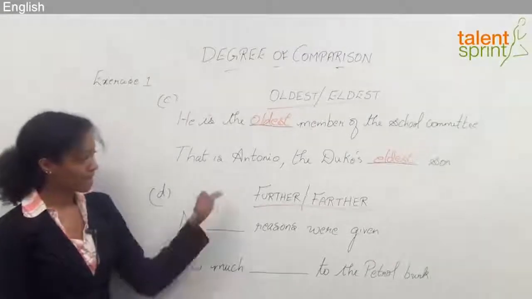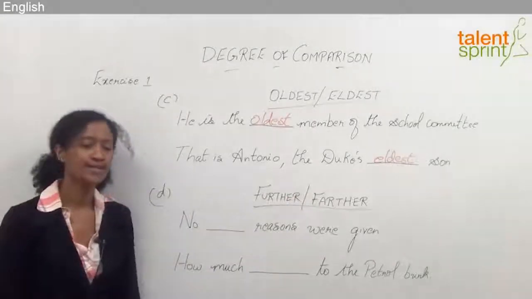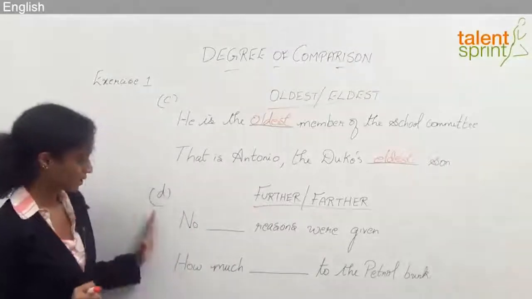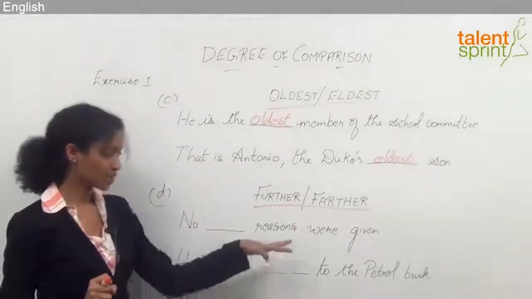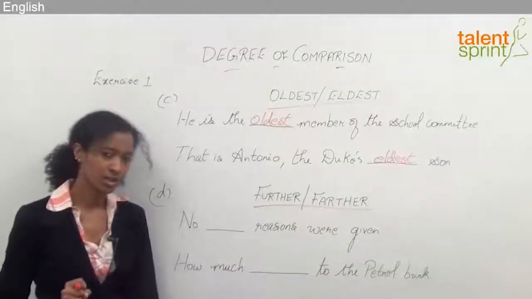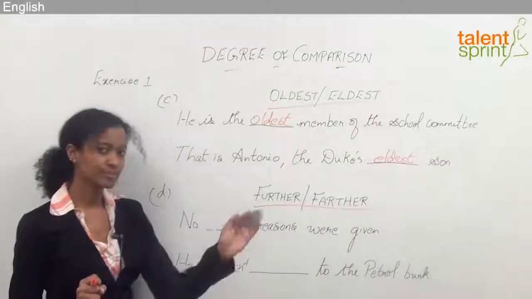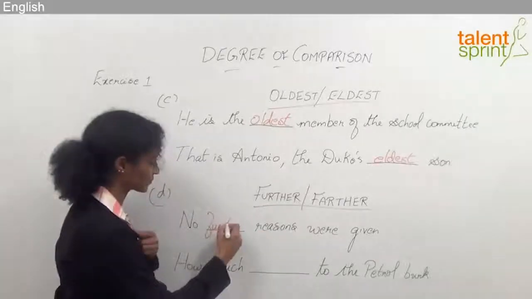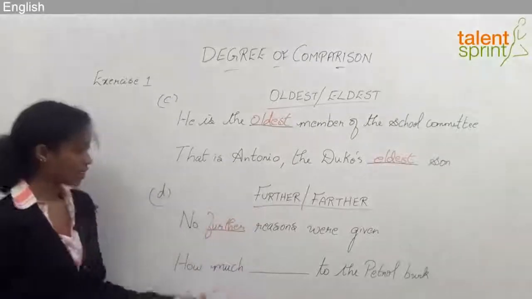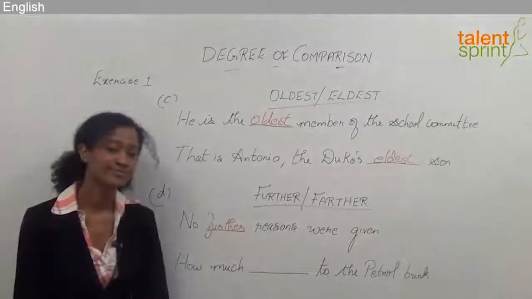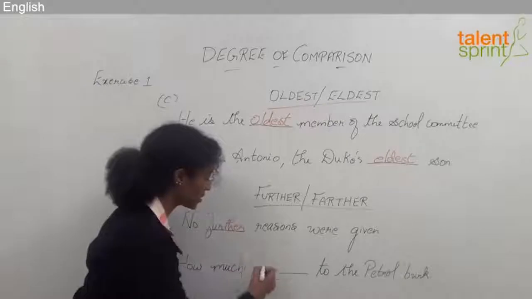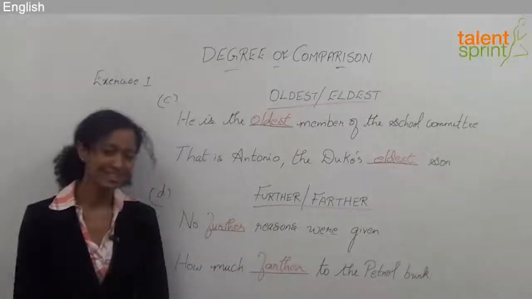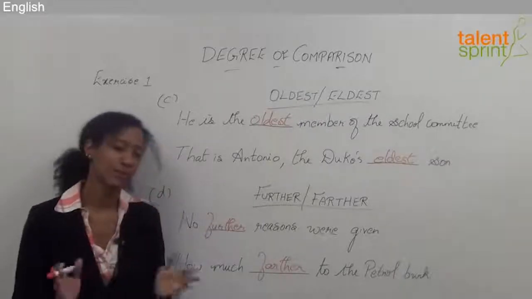Got it? Further and farther. What did I say? Further is figurative, farther is physical distance. Let's see you do this. No reasons were given. No further. How much dash to the petrol bunk? Physical distance, right? How much farther to the petrol bunk? Good. A couple more sentences and then we'll be done.